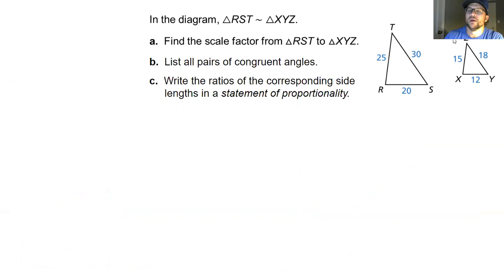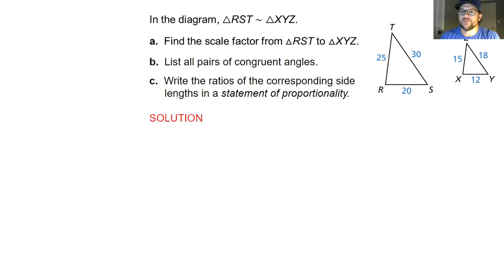In this diagram, we're given this similarity statement: RST is similar to XYZ. The similarity symbol is just your squiggly, no congruency with the equals underneath. We're going to find the scale factor between the two triangles, so find what number gets multiplied to get from corresponding side to corresponding side. We're going to list all the pairs of congruent angles, and then write a ratio of those corresponding sides.